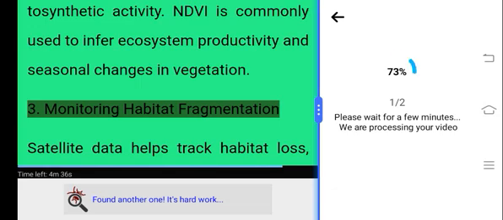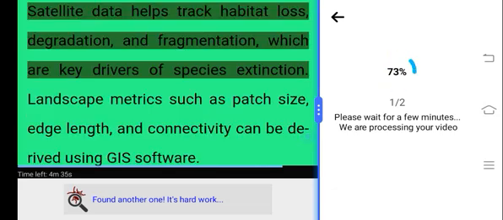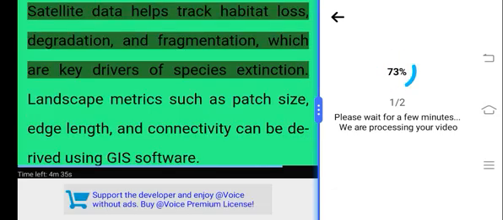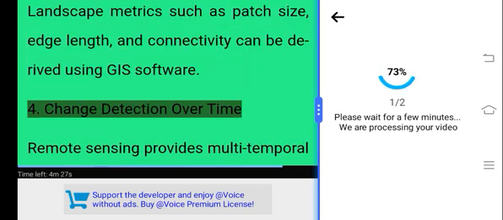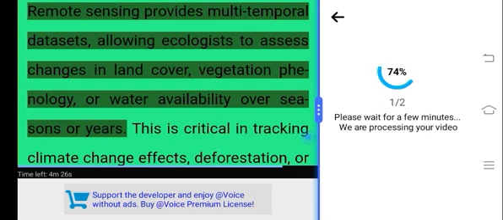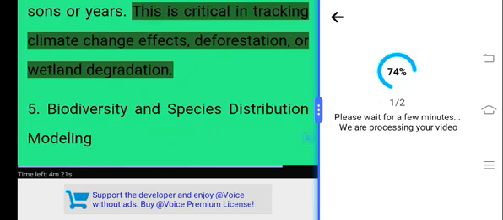3. Monitoring habitat fragmentation. Satellite data helps track habitat loss, degradation, and fragmentation, which are key drivers of species extinction. Landscape metrics such as patch size, edge length, and connectivity can be derived using GIS software. 4. Change detection over time. Remote sensing provides multi-temporal datasets, allowing ecologists to assess changes in land cover, vegetation phenology, or water availability over seasons or years. This is critical in tracking climate change effects, deforestation, or wetland degradation.